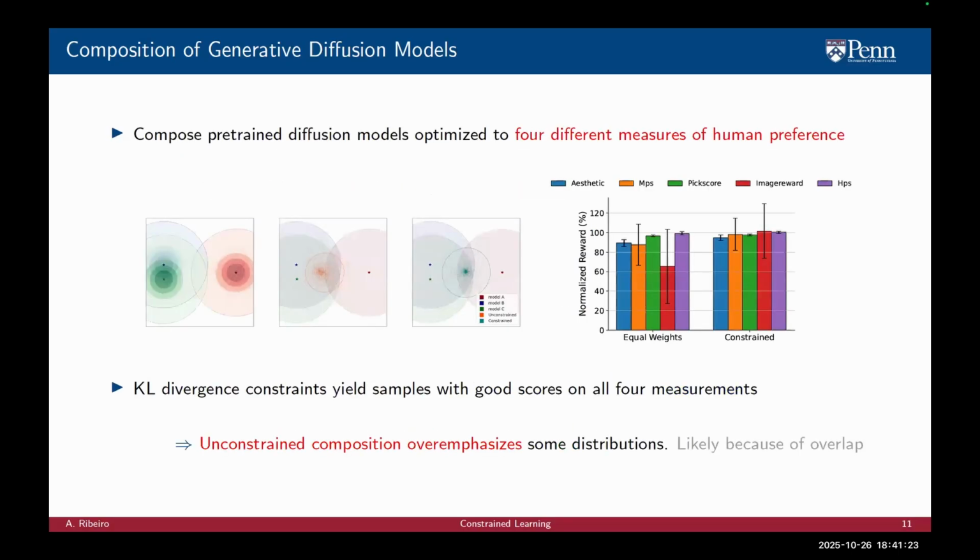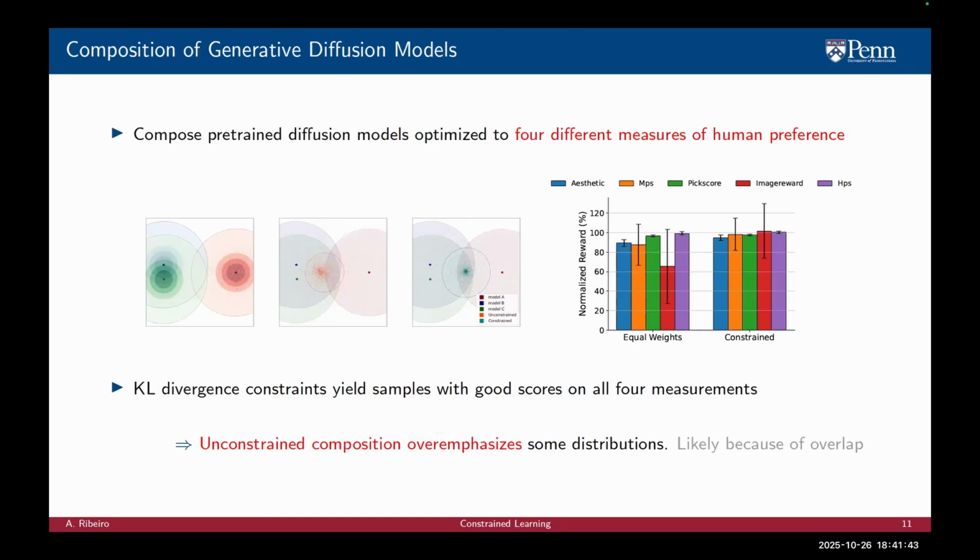And this is useful because here is an illustration of what can happen if you don't do that, which is that some of these models will have overlaps. And if you do not make a worst case formulation, you're going to end up sampling more from the overlap of these distributions.